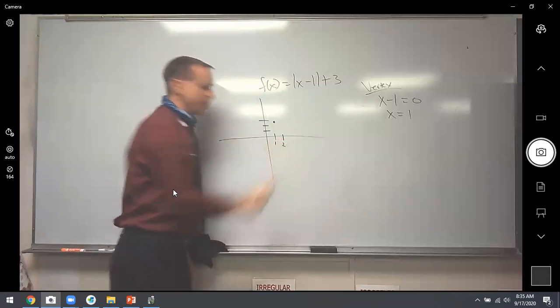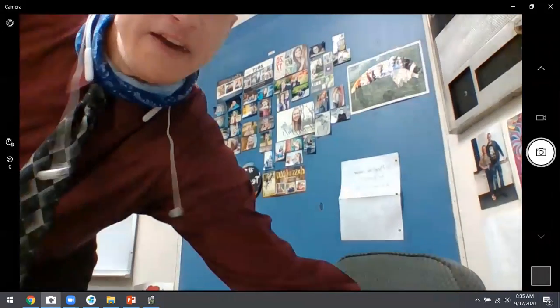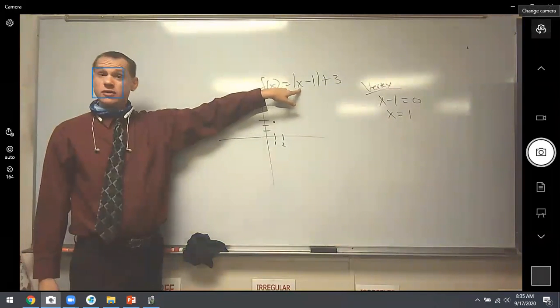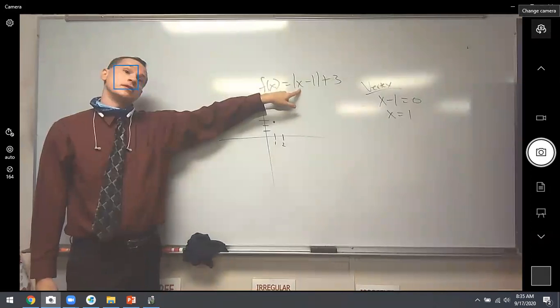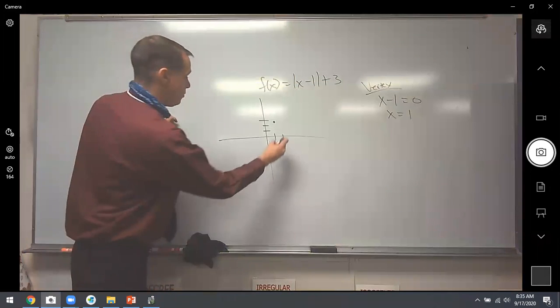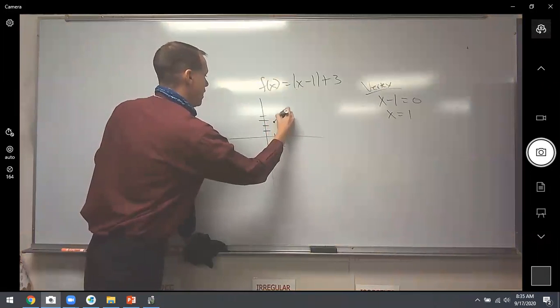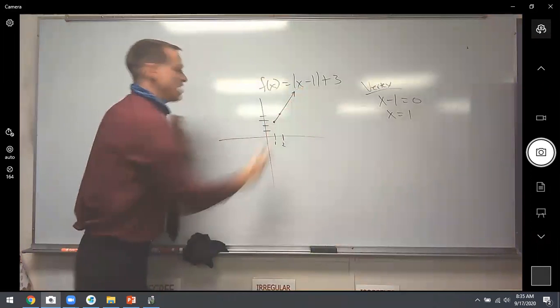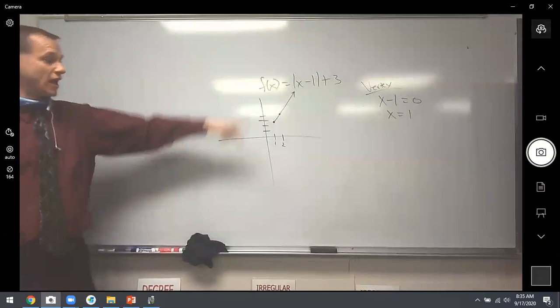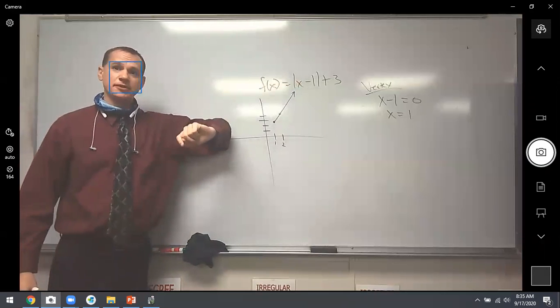Let's plug in another number. How about we plug in 2? If I plug 2 in, 2 minus 1 is 1, right? Absolute value of 1 is 1. 1 plus 3 is 4. So when I plug in 2, I will be getting out 4. So I know that this side of the V will kind of look like this. Here's where the point is going to be. And it's just going to proceed up like this.